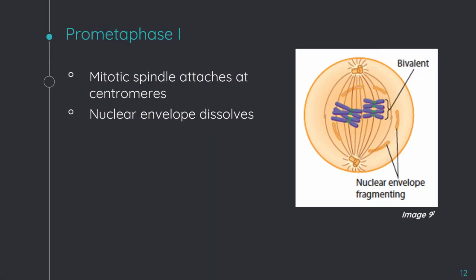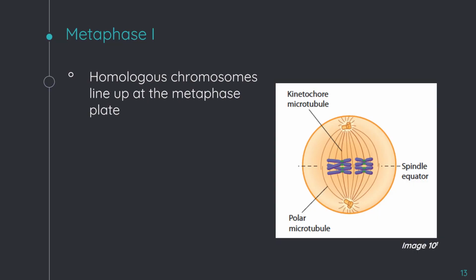Prometaphase I is similar to prometaphase in mitosis, in which the nuclear envelope completely fragments and spindle fibers attach to centromeres, as shown here. In metaphase I, homologous chromosomes line up in the middle of the cell at the metaphase plate, which can be seen here.